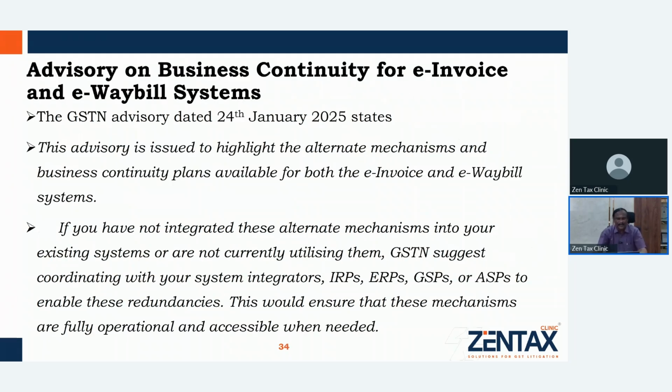Then business continuity plan. See, last time, during March or December, there was some breakdown in the system. We were not able to generate the e-way bill or e-invoice. Now they have given an advisory.